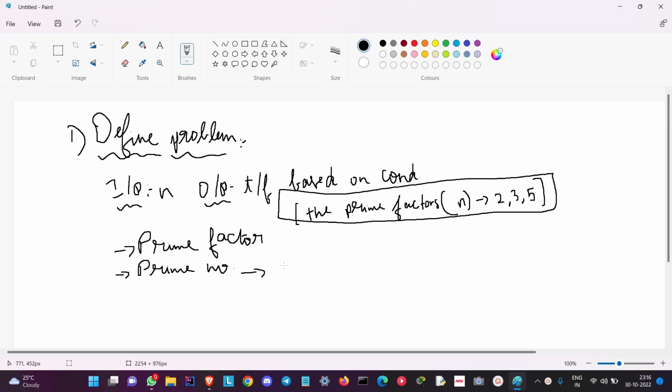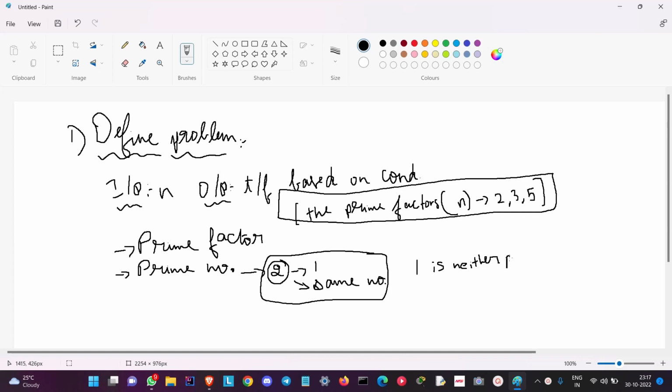A prime number is a number which has only two factors. The first factor will be 1, and the other factor will be the same number, 1 and the number itself. This is the condition for a prime number. But 1 is neither prime nor composite. Composite numbers are numbers which have more than 2 factors. So let's see, 1 is neither prime nor composite.